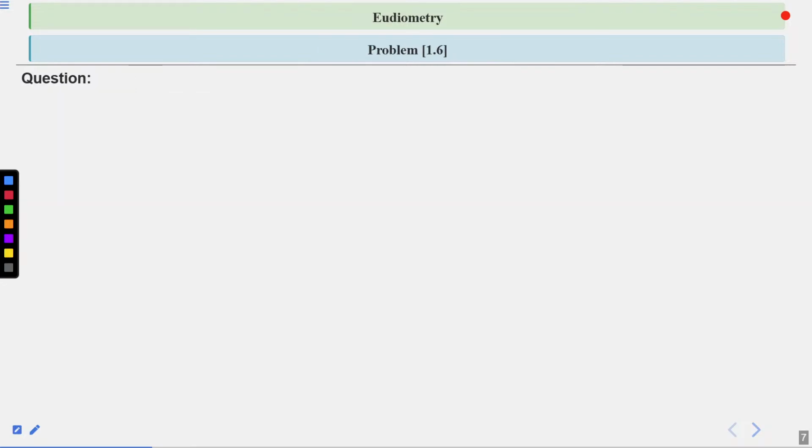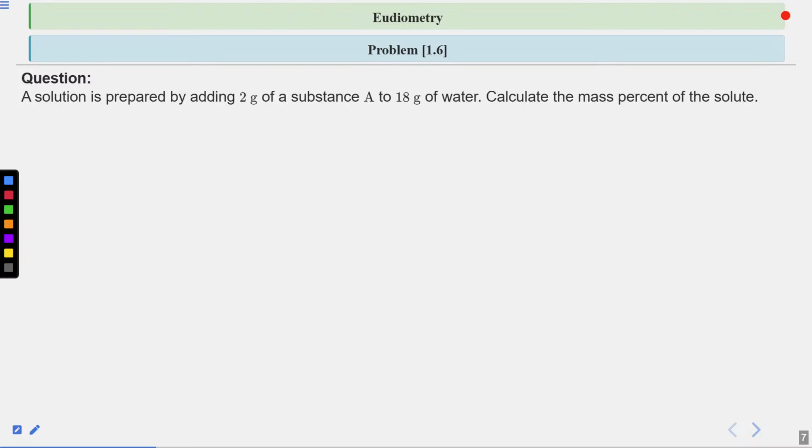So our first question on it. I don't think I need to elaborate on it further. If I make you understand the question, then it is well enough. So the first question goes like this. You are adding 2 gram of a substance A to 18 gram of water.